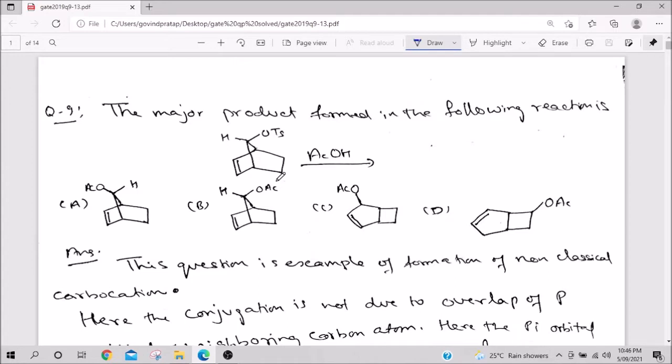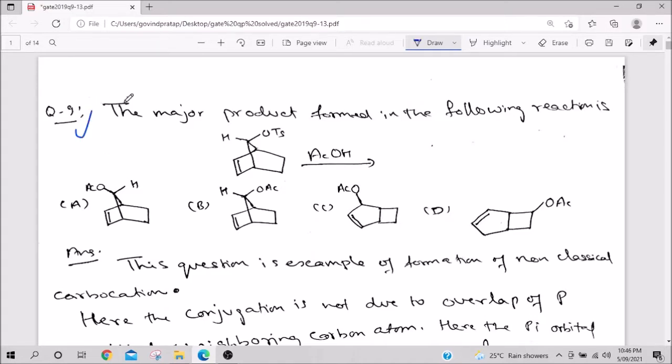So now I am going to start the GATE question paper of the year 2019, and as I am doing only the organic part, I am doing 5 questions in each class. So this time I will be doing question number 9 to 13. These are the organic questions from the GATE question paper year 2019. So let us start with question number 9.